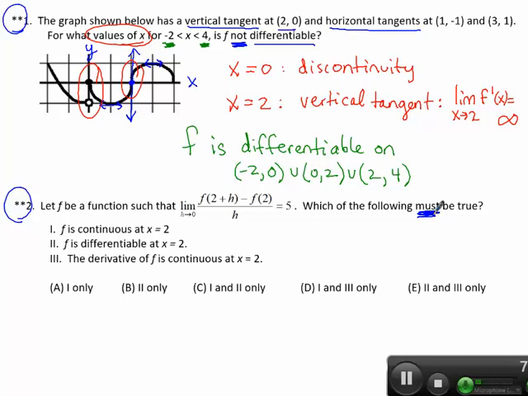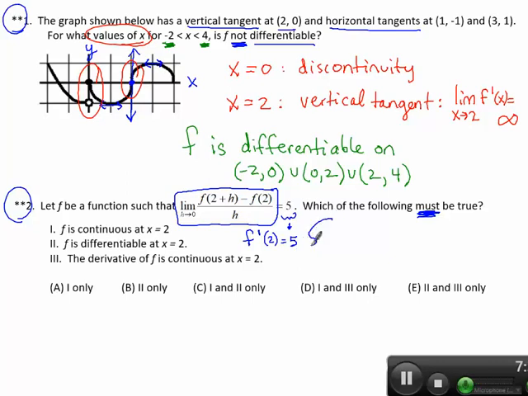So remember our limit definition of the derivative. That's what this looks like, and it's really important to recognize that. So that part means that the derivative, f prime, at the x value 2, then the rest of it right here equals 5. So f prime at 2 equals 5.